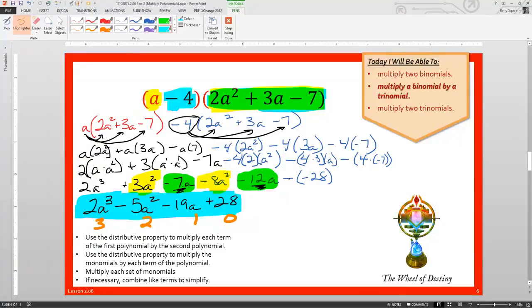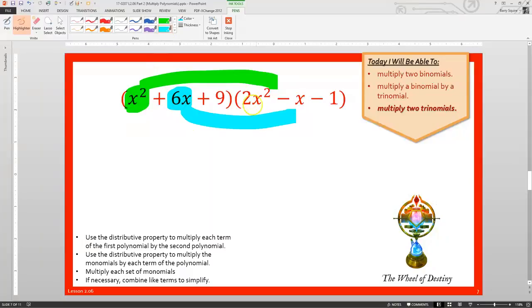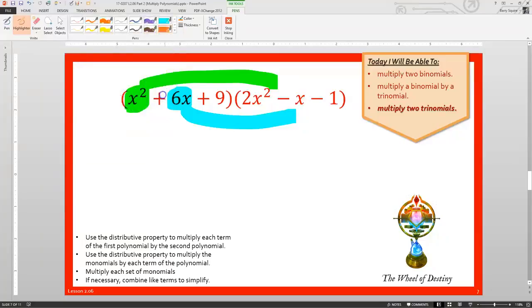So in our live session, I did that pretty quickly. I hope I slowed down a little bit for this one. Let's take a look at multiplying 2 trinomials. Again, the process is going to be exactly the same, except we're going to do it 3 times instead of 2. So we're going to distribute this through all that stuff. Then we're going to distribute this through all that stuff. And then we're going to distribute this through all this stuff again.